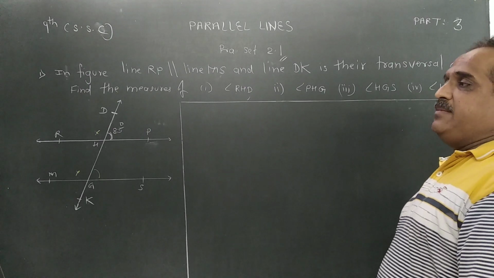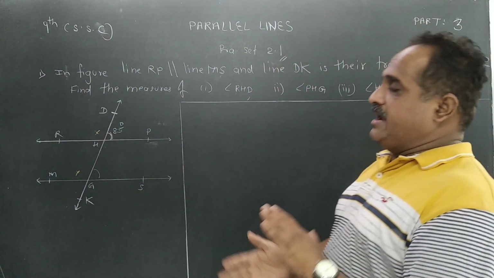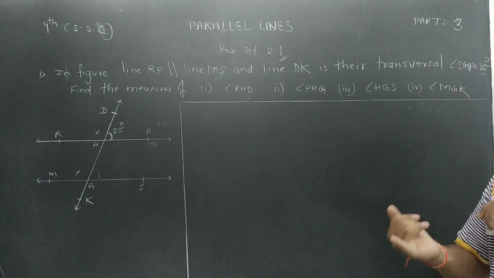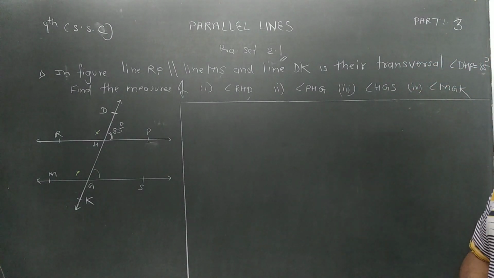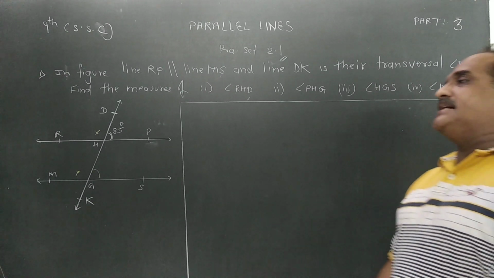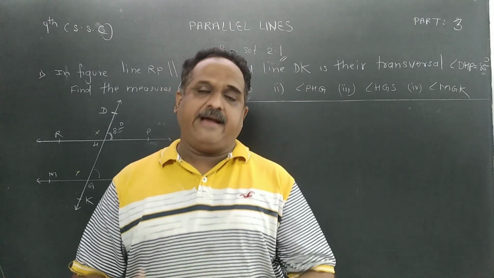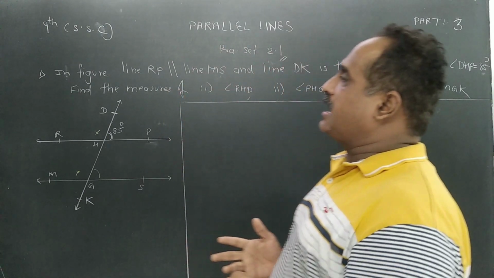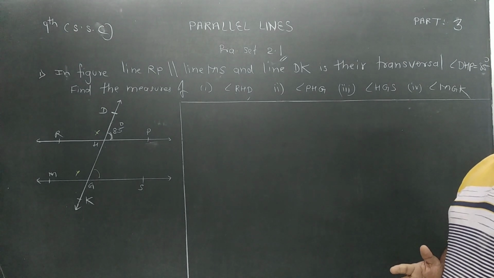सबसे पहले ज्योमेट्री में हमने स्टडी किया था definition of parallel lines. Coplanar lines, two or more lines which lie in the same plane and do not intersect each other, are called as what? Parallel lines. Coplanar lines which do not intersect each other are called parallel lines.